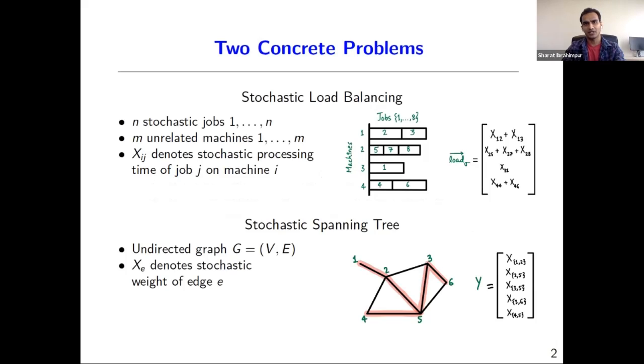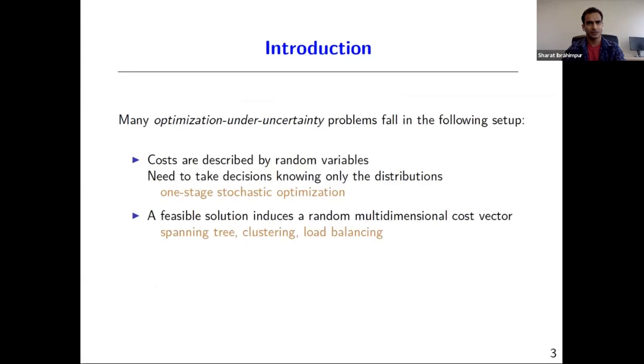The second problem that we consider comes from spanning trees. Here we have an undirected graph on n vertices with stochastic weights on the edges. Feasible solutions to this problem are given by spanning trees. For the tree highlighted in red, I've shown the induced cost vector, which consists of the edge variables that participate in the tree. Observe that I haven't yet described the objective in these problems. Let's go back to the introduction slide.